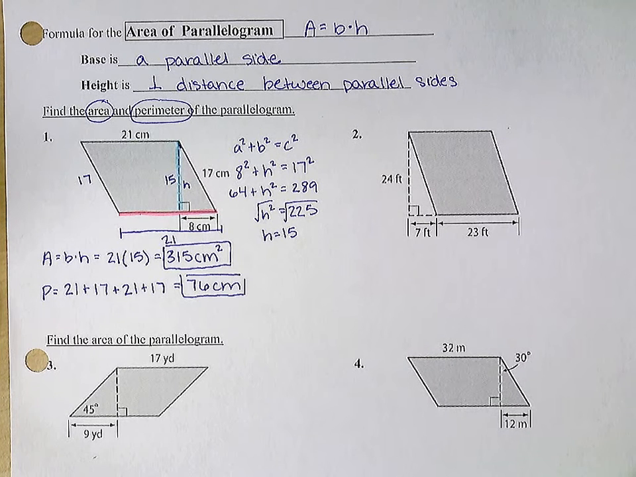Oh man, I don't know how to do it. Do number 2. No, it's not shaded in. You're finding the area and perimeter of the shaded parallelogram. Find the area and perimeter of the shaded parallelogram.